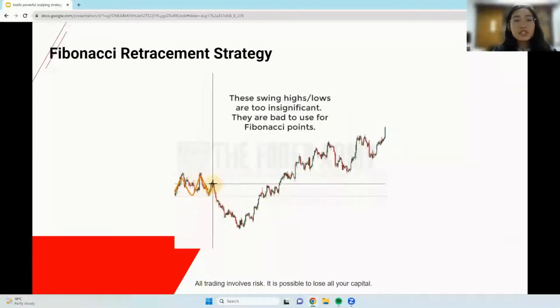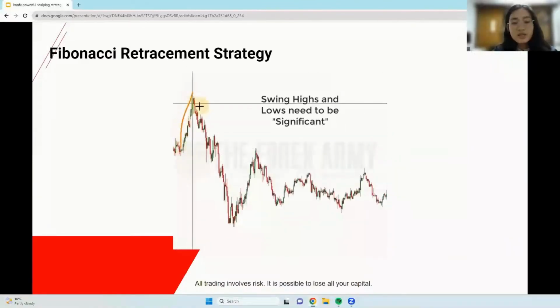Next, let's talk about the Fibonacci retracement strategy. Firstly, this is an example of an insignificant swing. Just a reminder that these swings should not be used as Fibonacci points, because the swing highs and swing lows are too insignificant. Instead, this is what you should be looking for: really clear troughs and peaks and very clear market movement. This forms the basis of all starting, middle, and ending points when we're using Fibonacci levels.